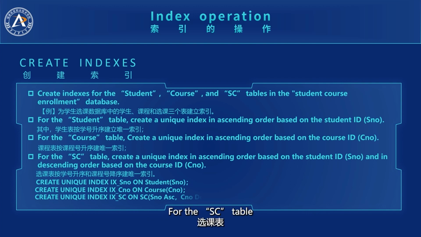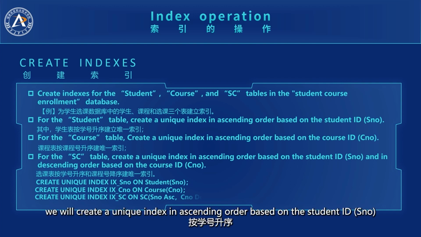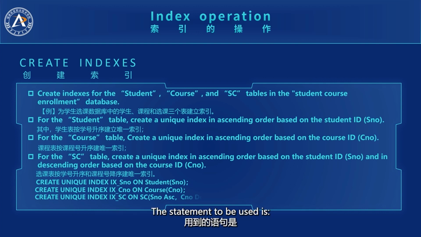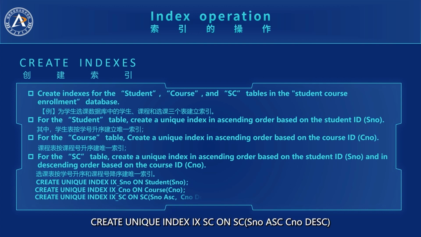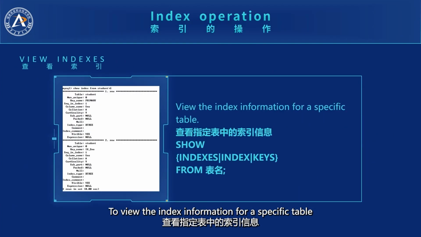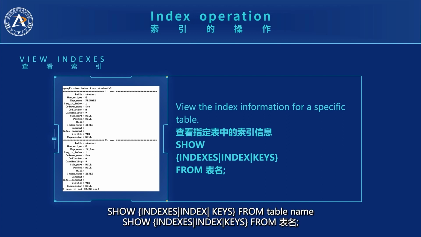For the course table, we will create a unique index in ascending order based on the course ID CNO. The statement to be used is create unique index 9_CNO on course (CNO). For the SC table, we will create a unique index in ascending order based on the student ID SNO, and in descending order based on the course ID CNO. The statement to be used is create unique index 9_SC on SC (SNO ASC, CNO DESC).